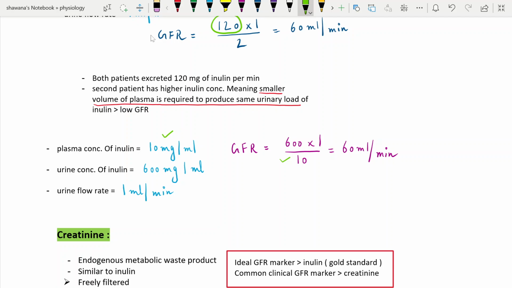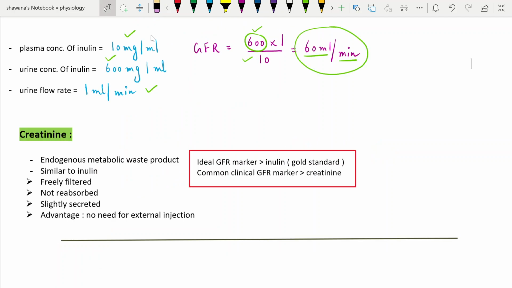Second important thing is creatinine. What is creatinine? Creatinine is an endogenous metabolic waste product, and it has similar properties as compared to the inulin, and it is freely filtered. It's not reabsorbed, and it's slightly secreted. It's slightly secreted, it means that the GFR would be slightly high, but we can make an adjustment.